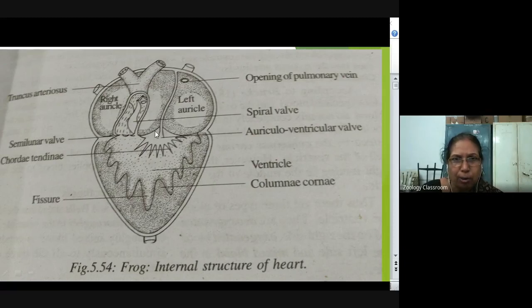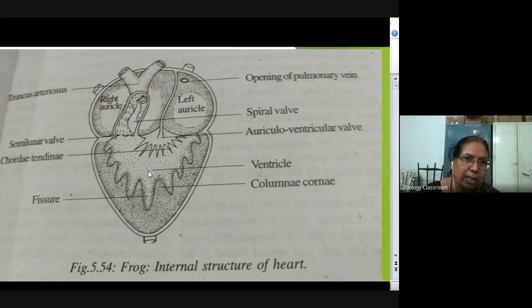In between the auricles there is a partition called the interauricular septum, and in the ventricle there is no partition. So the left side blood is pure, collected by the pulmonary vein, and the right side blood is impure, collected through the sinus venosus. This blood mixes in the ventricle, and the mixed blood is transferred through the truncus arteriosus to all body parts. So this is found in the frog heart.